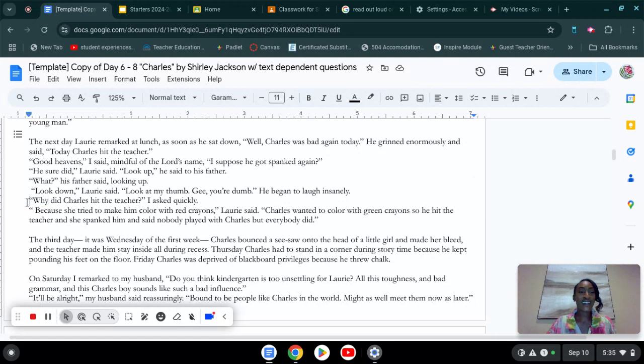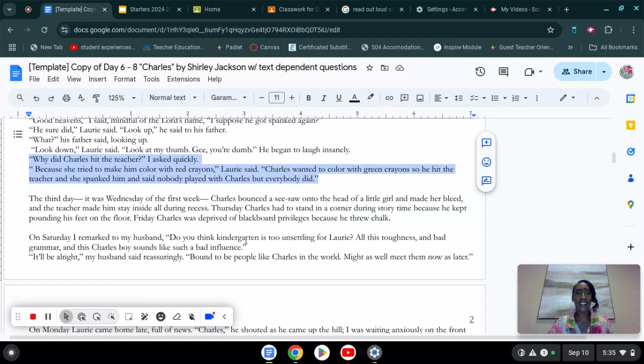"Why did Charles hit the teacher?" I asked quickly. "Because she tried to make him color with red crayons," Laurie said. "Charles wanted to color with green crayons, so he hit the teacher and she spanked him." "And nobody played with Charles, but everybody did." My goodness.